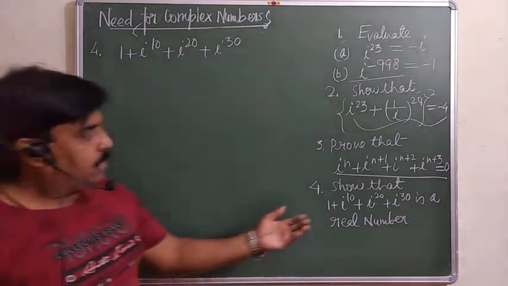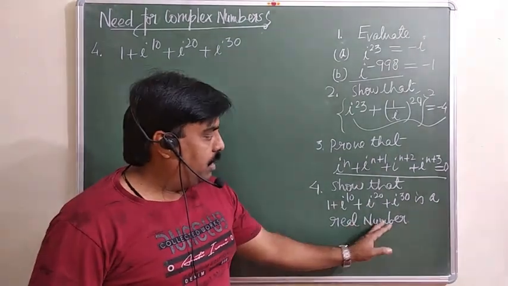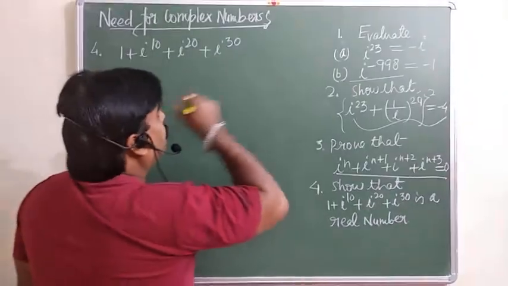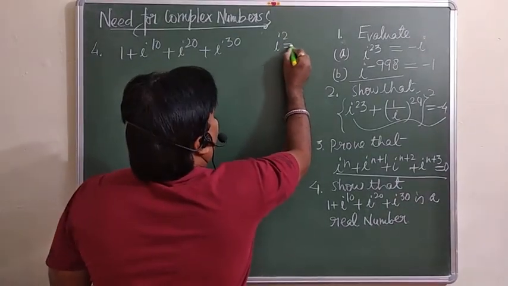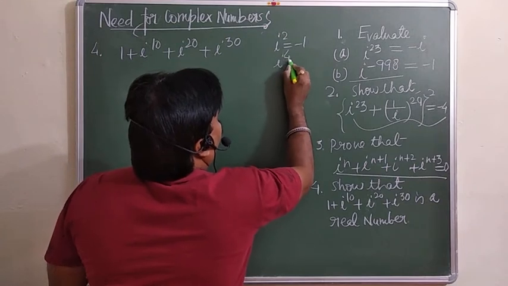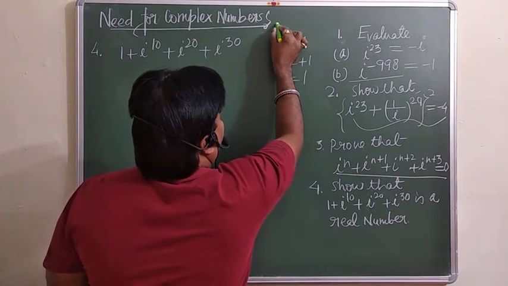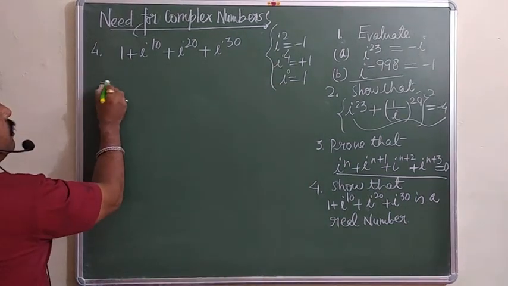Yes, now the last question is here. Show that this is a real number. You are supposed to solve this one, and show it is a real number. So you only have to remember that i^2 is equal to minus 1, and i^4 is equal to plus 1. i^0 is also equal to 1. Just remember these three.